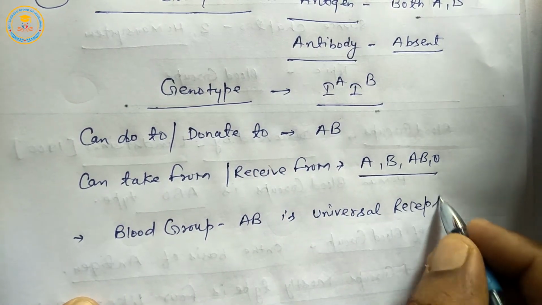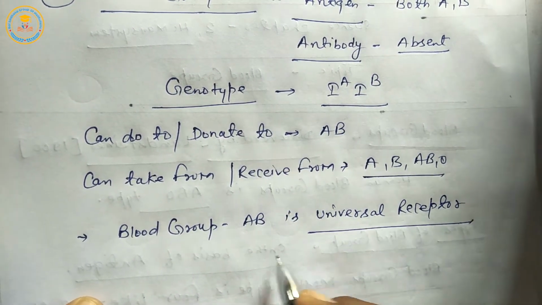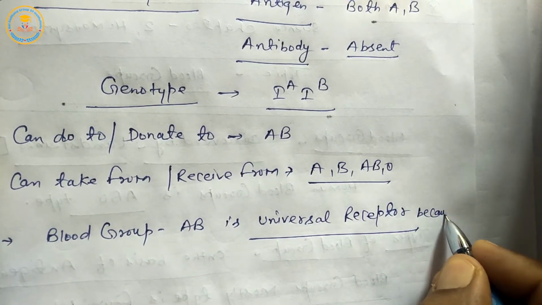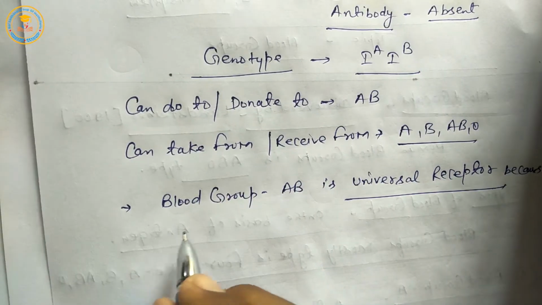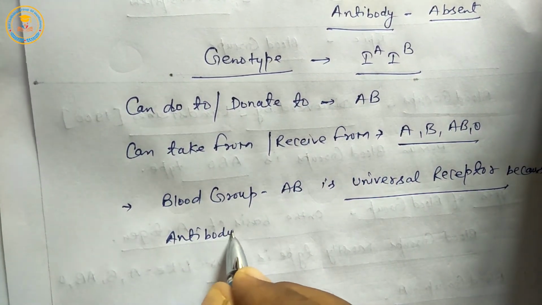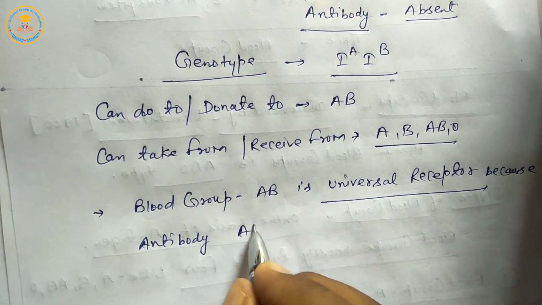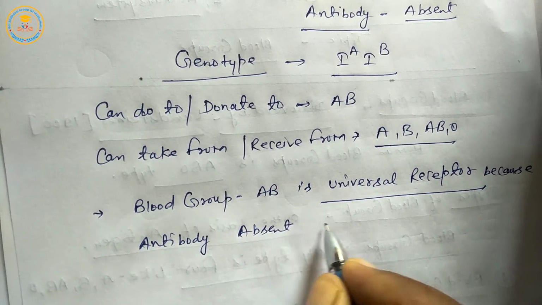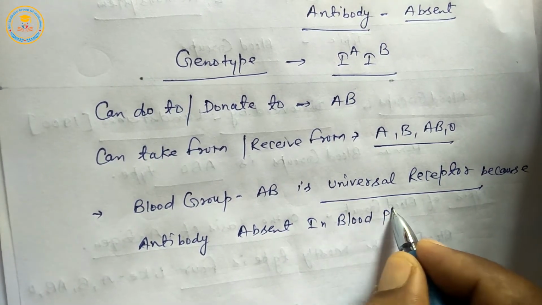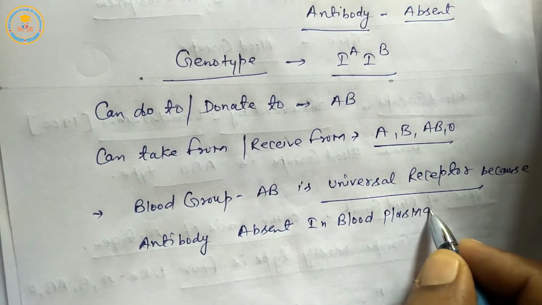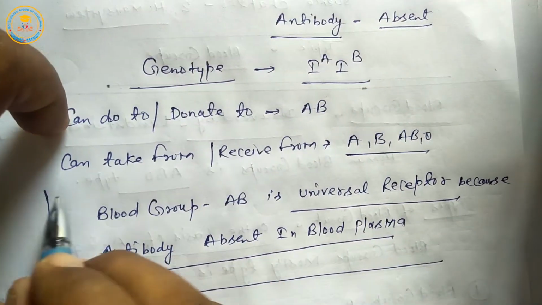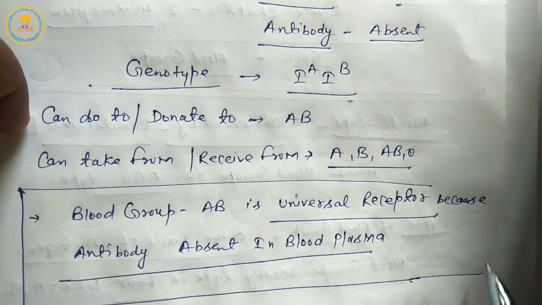Once again, blood group AB is universal receptor because antibody is absent in blood plasma. So blood group AB is universal receptor.